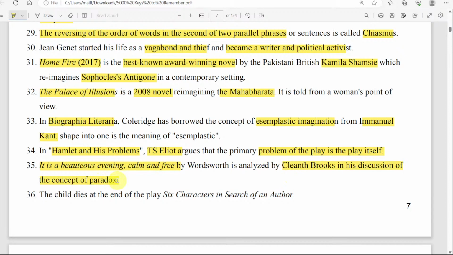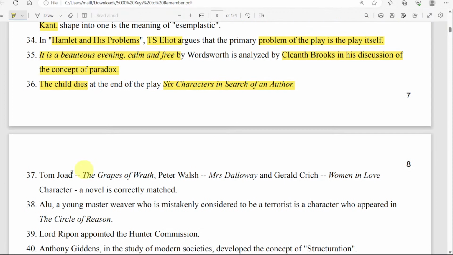The child dies at the end of the play Six Characters in Search of an Author. So what happens at the end? Child dies. Okay, so there are characters like manager, father, mother, brother, all these characters are there, and at the end the child dies in Six Characters in Search of an Author. Remember that. So anyway, remember Tom Joad is from The Grapes of Wrath, and Peter Walsh is from Mrs. Dalloway, and Gerald Crich is from Women in Love. These are characters from different novels.